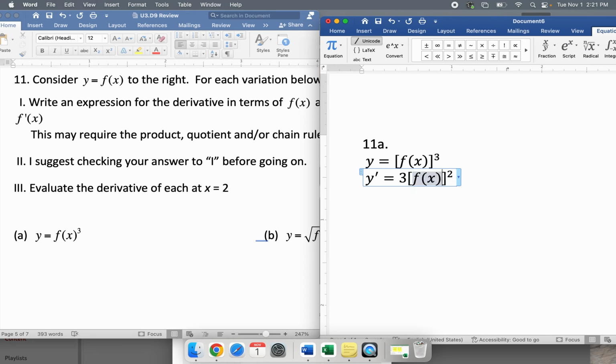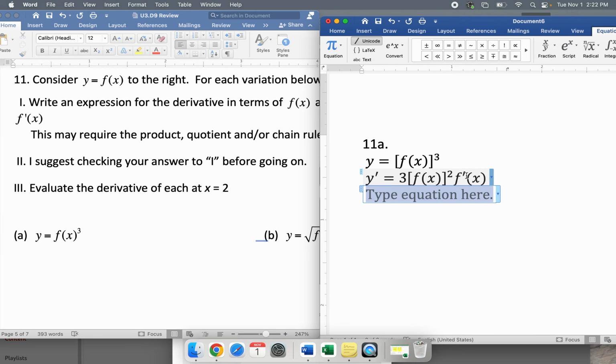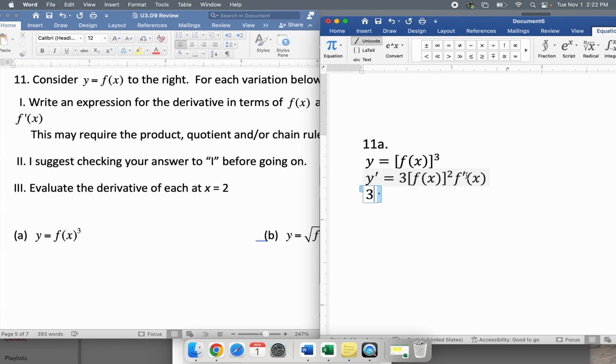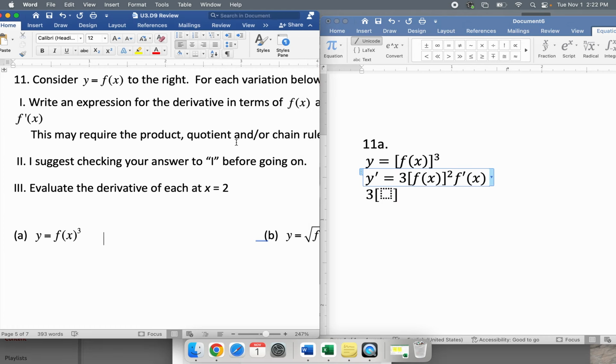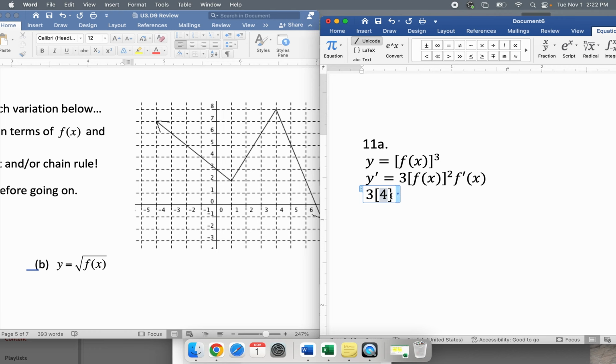f of x goes on the inside, but then times f prime of x, right? Okay, so now you just need to evaluate everything at 2. So what would that give you? That would give you 3 times, well, if you evaluate f at 2, what is f of 2? We can tell from the graph, right? f of 2 is 4, so that's going to be 4 squared times f prime evaluated at 2.